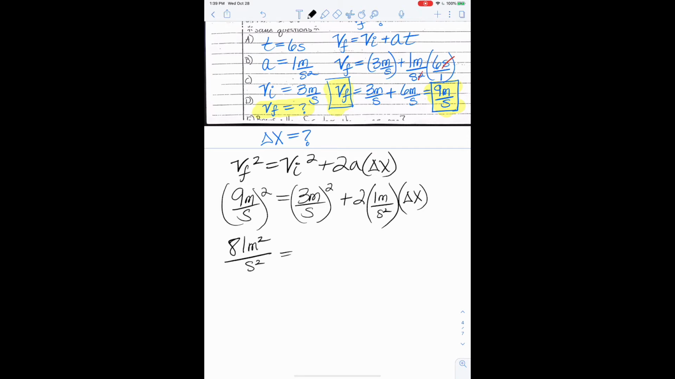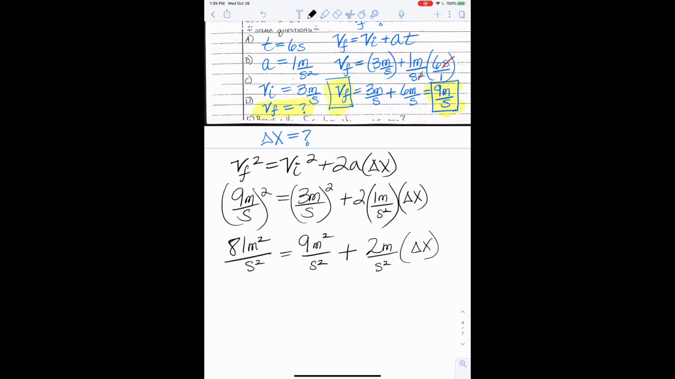square the 3. Notice the units square with it. The meters square, the seconds square, and that's important. Okay, so we're getting something like that.